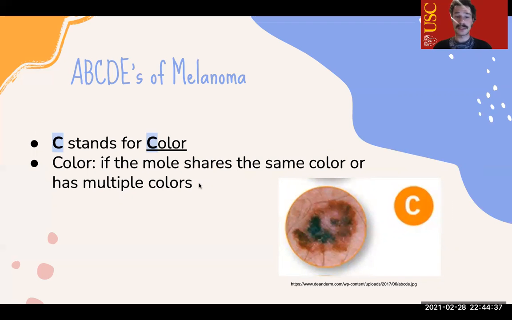So C stands for color. And so dermatologists look to see if the mole has the same color throughout it or different colors. So here we see that the mole has some dark in the center and some light areas around the outside. So if a mole has a bunch of different colors, then a dermatologist might get worried that it could be skin cancer possibly.